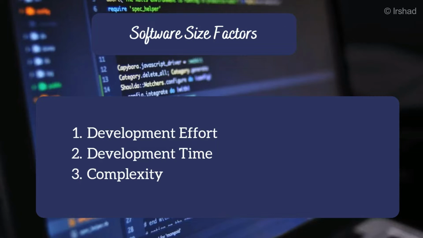Development time means, let's suppose one software takes 2 to 3 days and another software takes 2 to 3 months. Obviously the software which takes more time for development will have a large size. Complexity also affects the size factor, as the more complex the software is, the larger it will be.